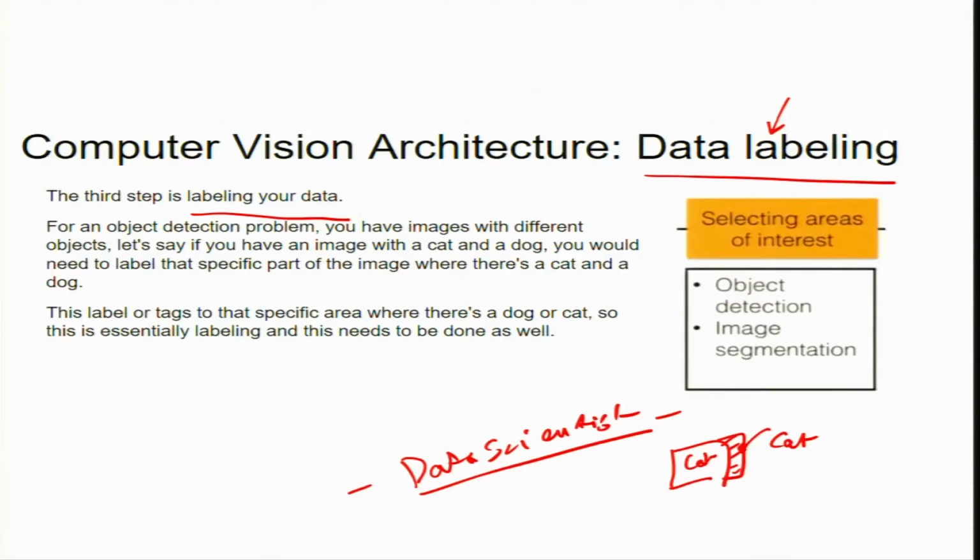For object detection you have images taken in different ways of the same object, and if you have an image of a cat or a dog you need to label that. Label means you have to tell the model that this is an image of a cat. This label or tag on the specific area where the dog or cat is lying is essentially put as the label, and this needs to be done very well. This particular labeling is very much essential in supervised learning.